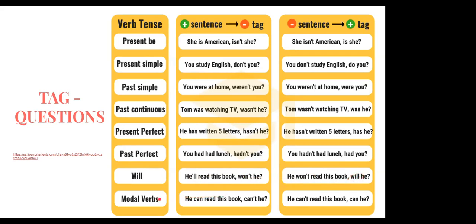Also, we can use modal verbs to write tag questions. As you see here, we're using the modal verb can, which expresses ability. And the negative, affirmative, and here affirmative, negative. Please, can you read the example? He can read this book, can't he? He can't read this book, can he? Yes, correct.